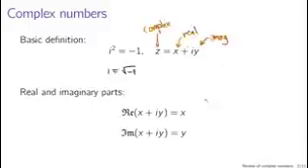As far as some notation for extracting the real and imaginary parts, typically mathematicians will use this funny calligraphic font to indicate the real part of x plus iy or the imaginary part of x plus iy, and that just pulls out x and y. Note that both of these are real numbers. When you pull out the imaginary part, you get y. You don't get iy, for instance.